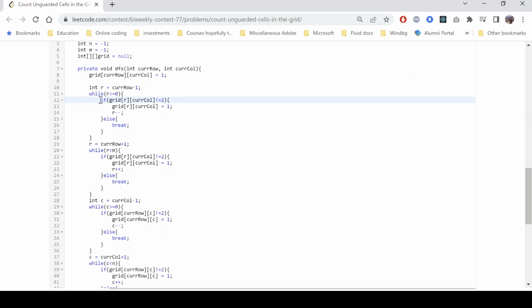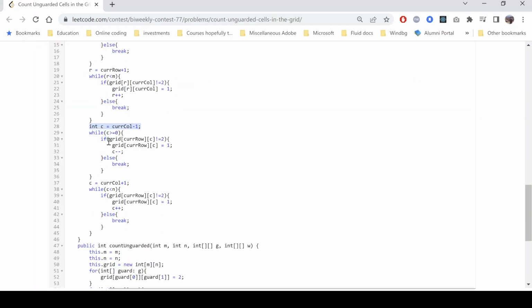Similarly, we move in the down direction and we keep on moving until we find an obstruction. Similar is the case for the column. This is the case where we move left. That means the row is the same, but the column is decreasing. So we keep on moving until the value is equal to 2, that means there is an obstruction. Until then, we mark the cell as visited and decrement the column count. Similarly, we move to the right direction. We do this for every position of the guard.